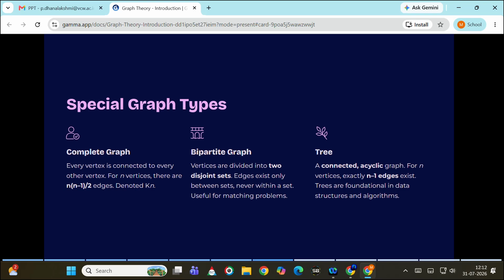Special graph types. Complete graph. Every vertex is connected to every other vertex. For n vertices, there are n(n minus 1)/2 edges, denoted Kn. Bipartite graph. Vertices are divided into two disjoint sets. Edges exist only between sets, never within a set. Useful for matching problems. Tree. A connected acyclic graph. For n vertices, exactly n minus 1 edges exist. Trees are fundamental in data structures and algorithms.